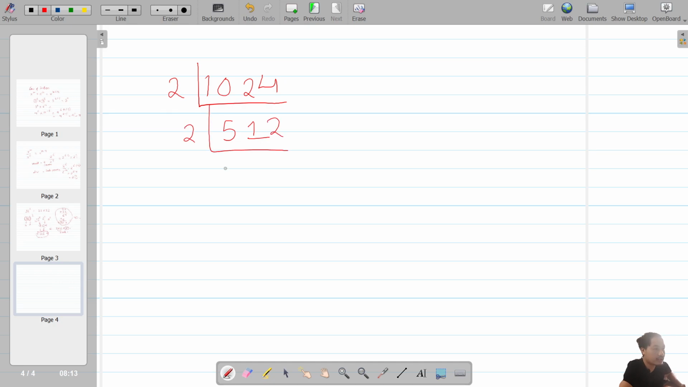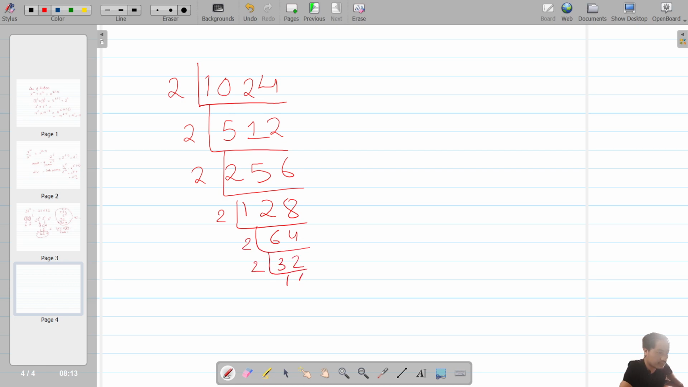Every even number is divisible by 2. 2 2s are 4, 2 5s are 10, 2 6s are 12, 2 1s are 2, 2 2s are 4, 2 8s are 16, and we have 2 6s are 12, 2 4s are 8, and we have 2 3s are 6, 2 2s are 4, then 2 16, then we have 2 8s are 16, then we have 2 4s are 8, and then finally 2 2s are 4.